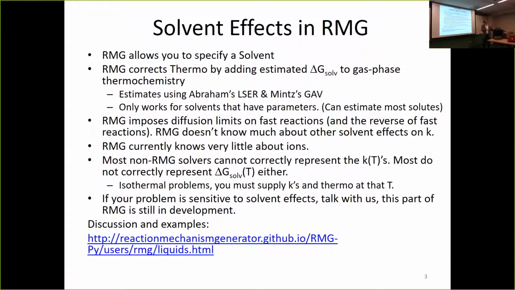And the free energy of solvation we're adding on is typically just a single number. It's a delta G. It's not broken up into delta H and delta S. And so its T dependence will be kind of screwy. And so exactly what will happen in the thermo files coming out, particularly if they're dumped out to another program like Chemkin, I think it's not so clear.